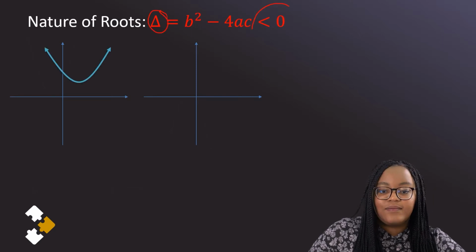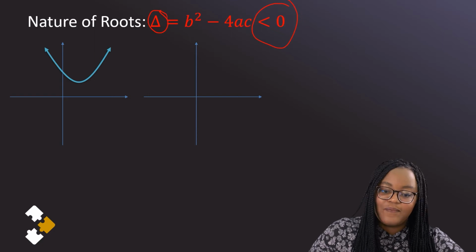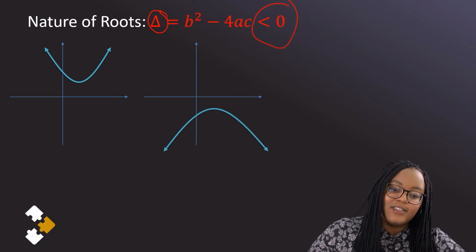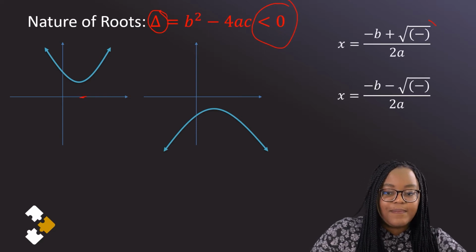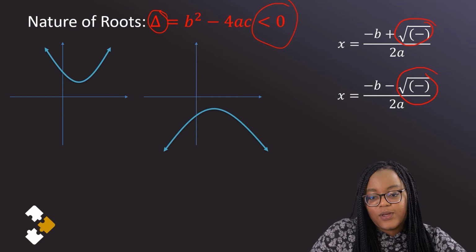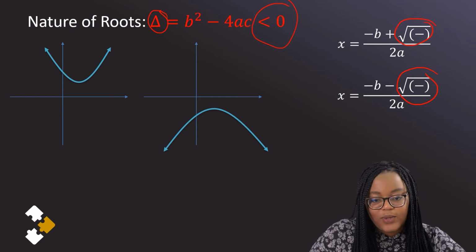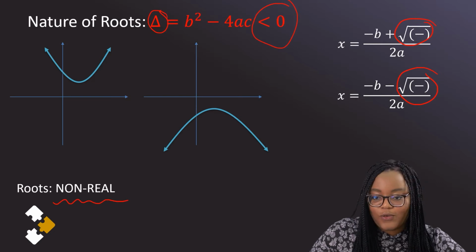When delta is less than 0, this is what your function will look like. And you can see that it is not intercepting with the x-axis. This happens where you have a negative under your square root sign in your quadratic formula, and as we know, you cannot have a negative square root. Therefore, the roots are non-real.